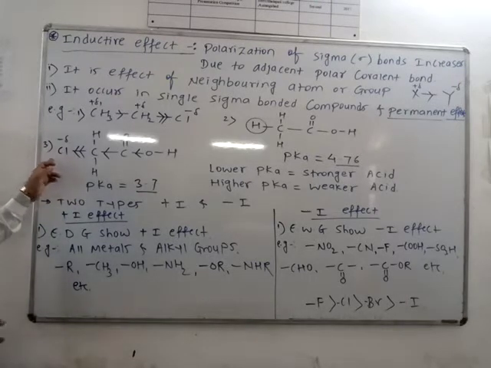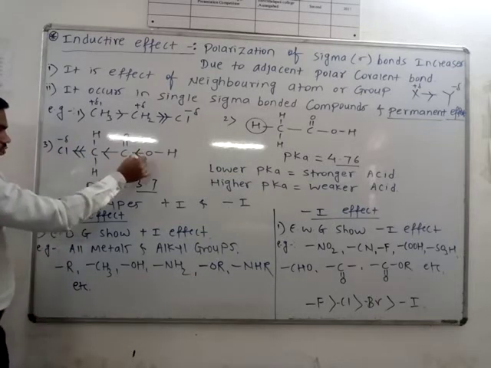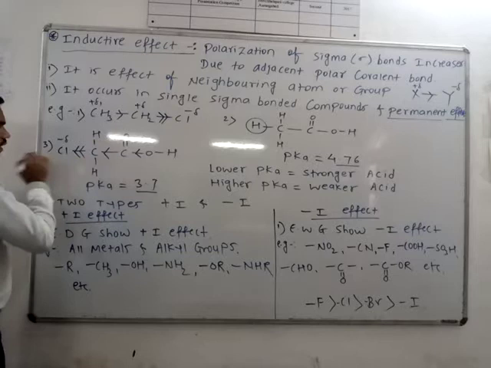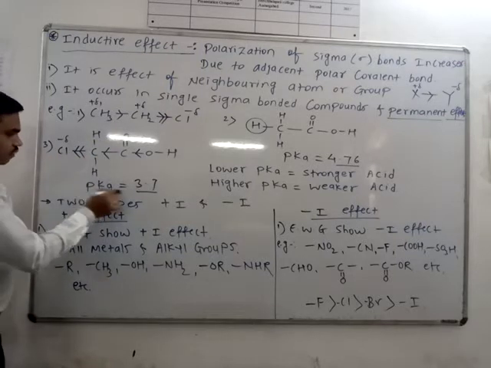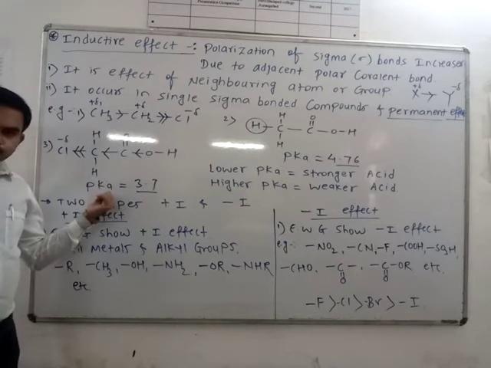So what happened? See here, chlorine is more electronegative. Now it will withdraw the electron density towards itself from this CO bond, CC bond, and then the CCl bond, and therefore its pK value decreases. Okay.